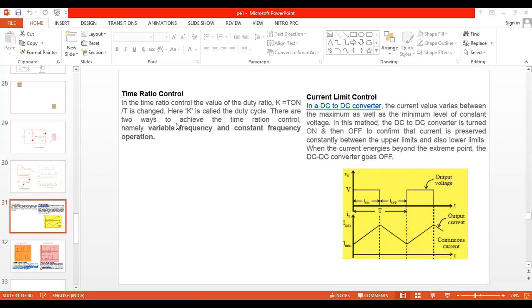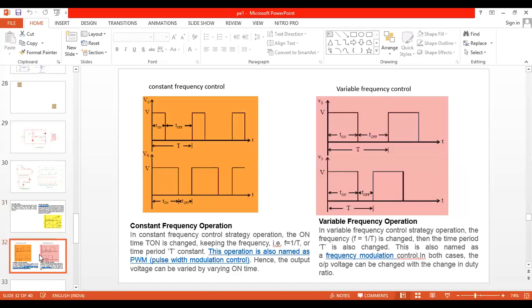So now let us look into the different stages of time ratio control. So they ask for 2 marks question, this difference you can mention. But now let us see in depth of this time ratio control. Let's move to the next slide. So if you see, the time ratio control is divided into constant frequency and variable frequency system. So what are these graphs actually?